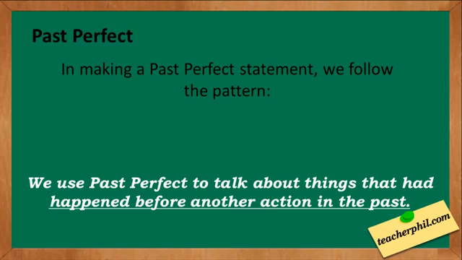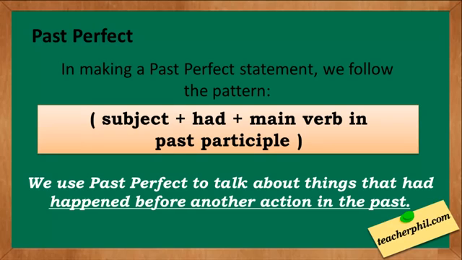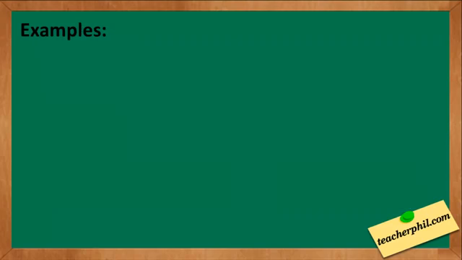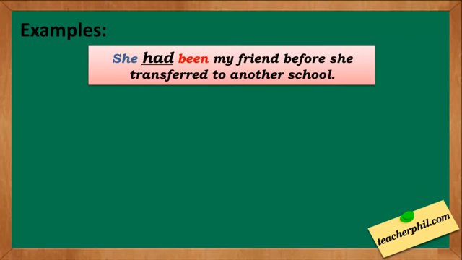In making a past perfect statement, we follow the pattern subject plus had plus main verb in past participle. We use past perfect to talk about things that had happened before another action in the past. Examples: She had been my friend before she transferred to another school.